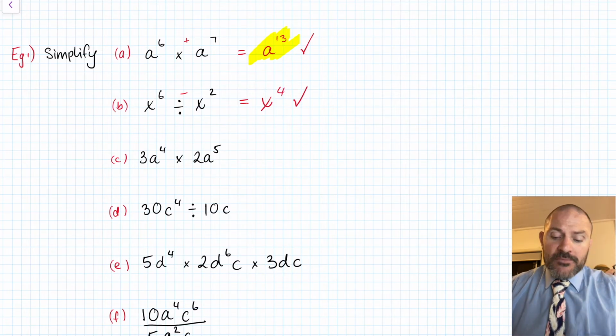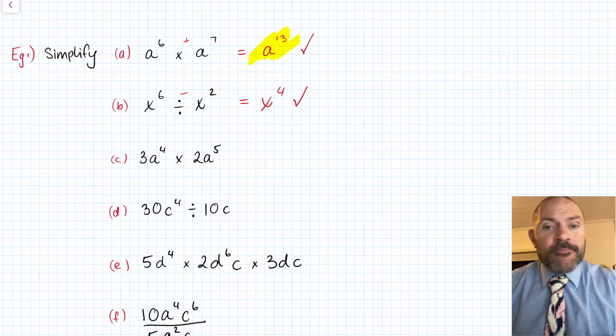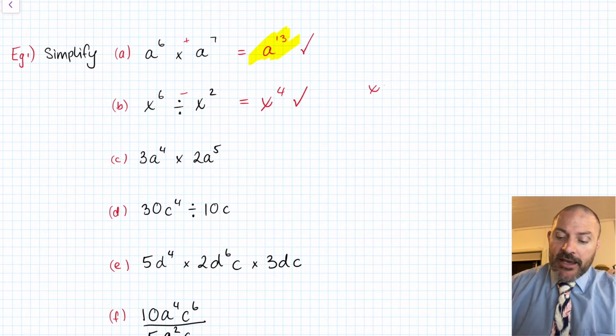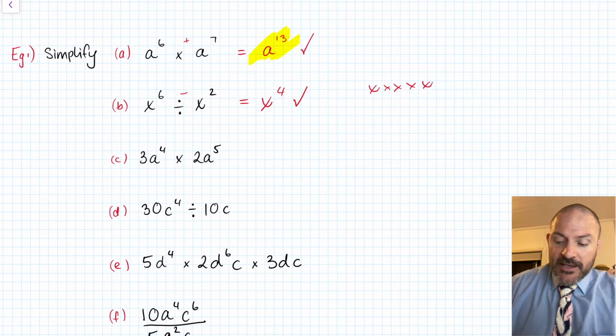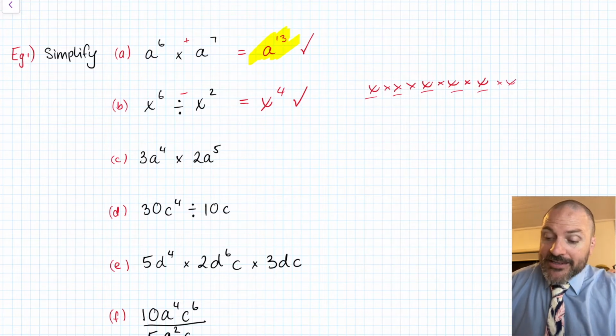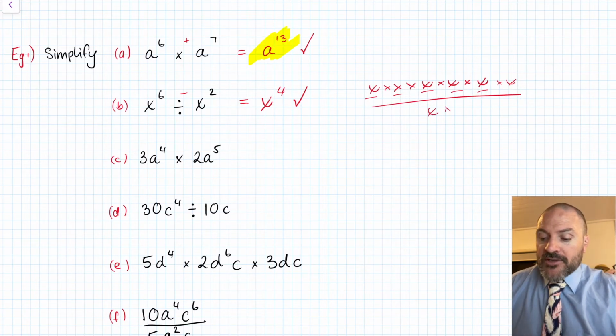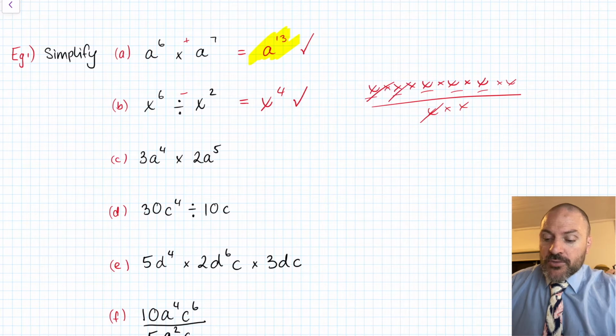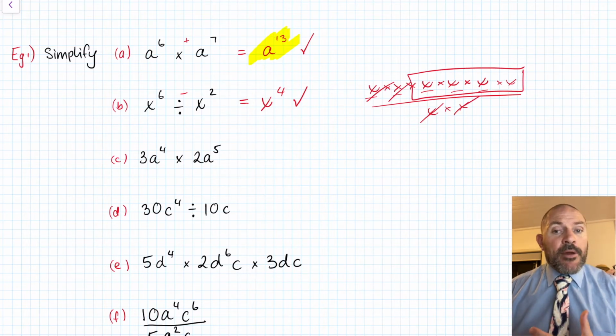Be really careful. A lot of boys want to divide the powers and make it 3. Not the case, okay? Again, remember, we have 6 of these things being times together: 1, 2, 3, 4, 5, and 6. And I'm dividing it by 2 of them. Of course, that means 2 cancel out, which gives me the 4 left over. So don't forget about that.